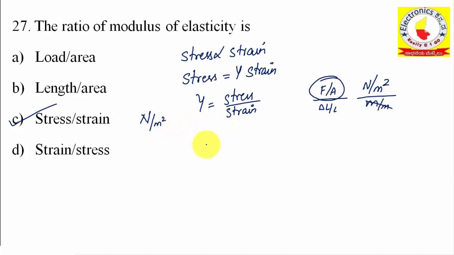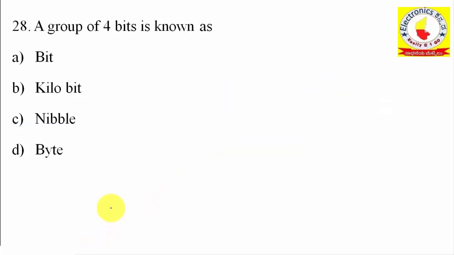So they may ask you what is the Young's modulus of steel. At that time you should tell it is 200 giga newtons per meter square. They may ask you one more question: is Young's modulus material dependent? Yes, Young's modulus is material dependent. So the suitable option is option C.